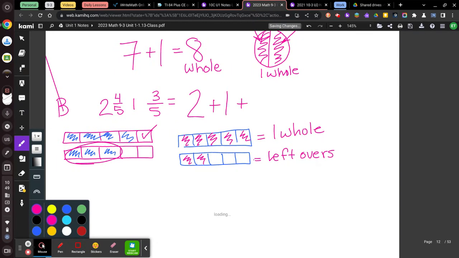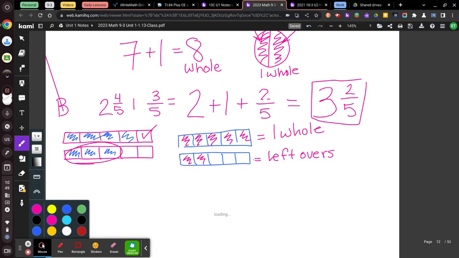My leftovers is a fraction of 2 shaded out of 5. So I have 2 shaded out of 5. So that's going to give me 3 wholes and then 2 shaded out of 5 in the end. That's how we're going to get our final answer. Okay? Letter C works the same way.